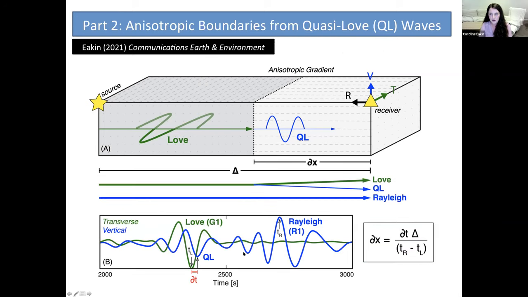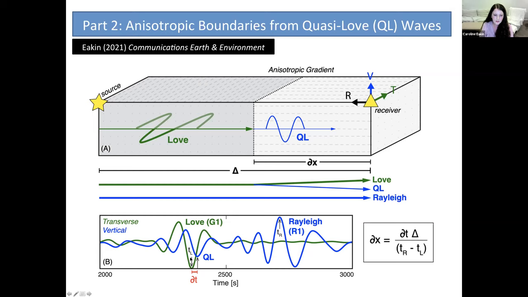So how it works and what it looks like on the seismogram. Here in green, I'm showing the transverse component. So that is perpendicular to the source receiver profile. And we see the Love wave, the G1 fundamental Love wave being recorded on the transverse component. The Rayleigh wave in blue is then well recorded on the vertical and also the radial component, but I'm just showing the vertical here. And we see the quasi-Love wave arrives before the Rayleigh wave, but after the Love wave, sometime in that time window. And it has a similar shape to the fundamental Love wave.